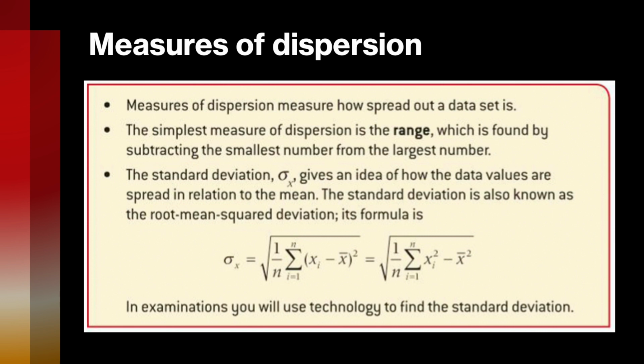So the simplest measure of dispersion is the range, which is found by subtracting the smallest number from the largest number. The standard deviation gives an idea of how the data values are spread out in relation to the mean. The standard deviation is also known as the root mean square deviation. And then they give the formula below.